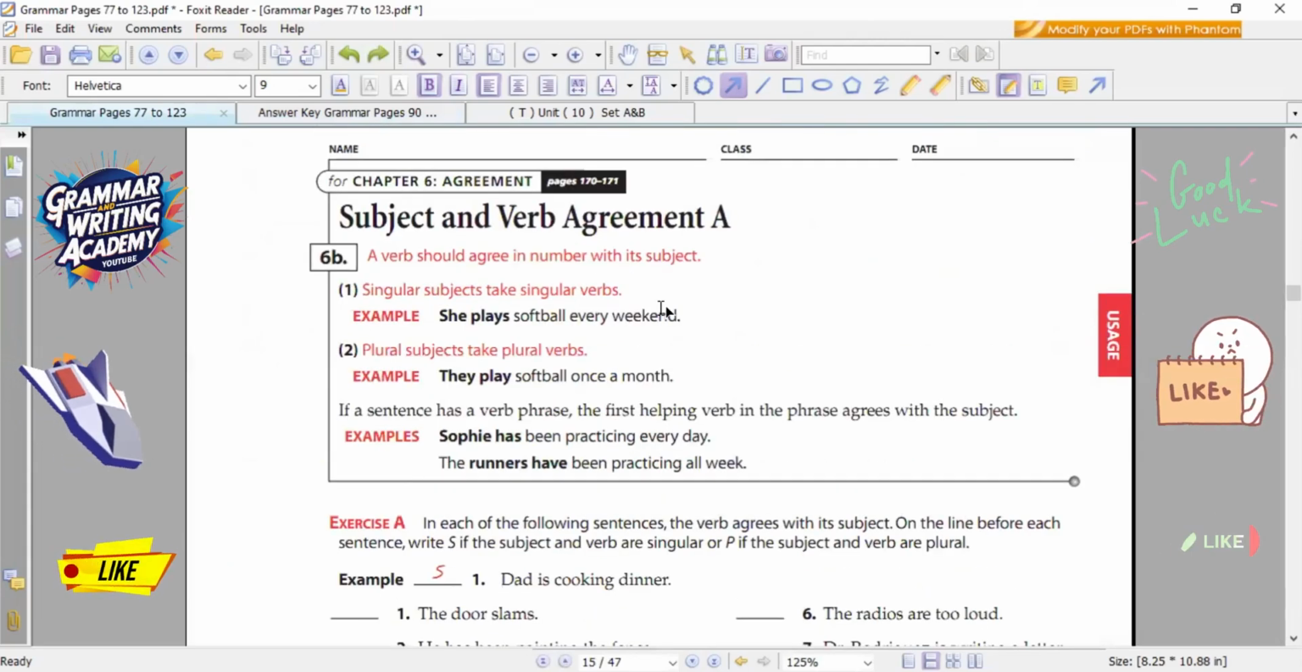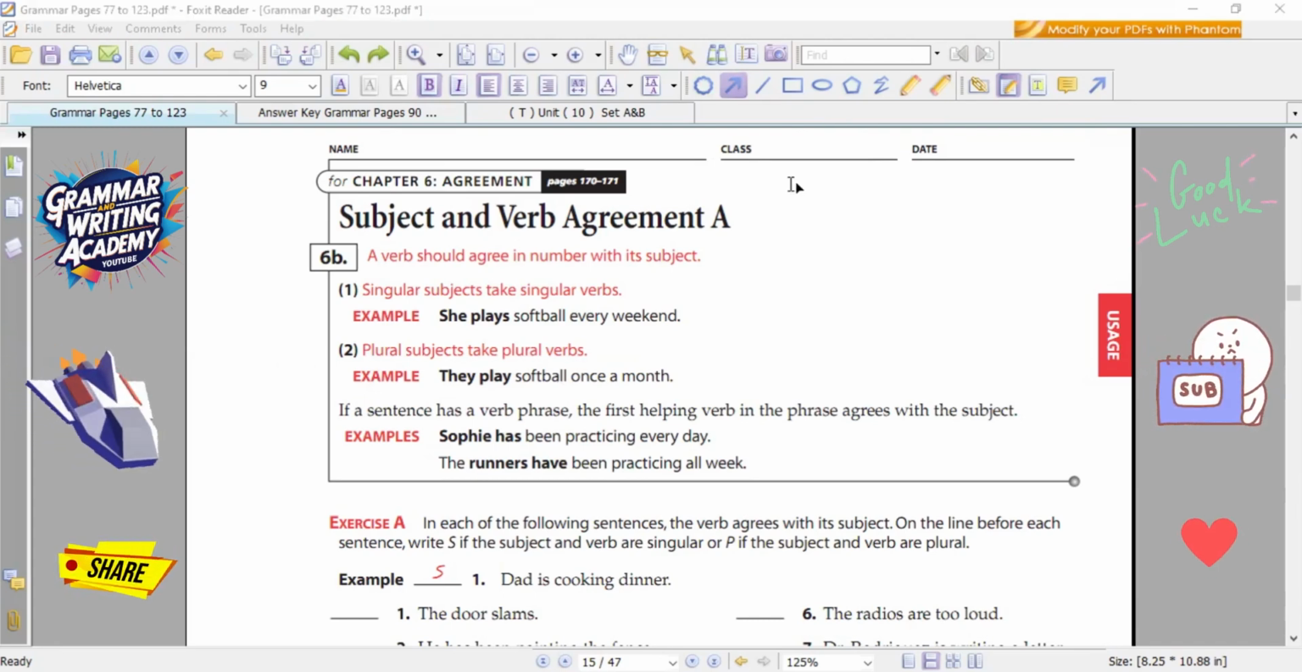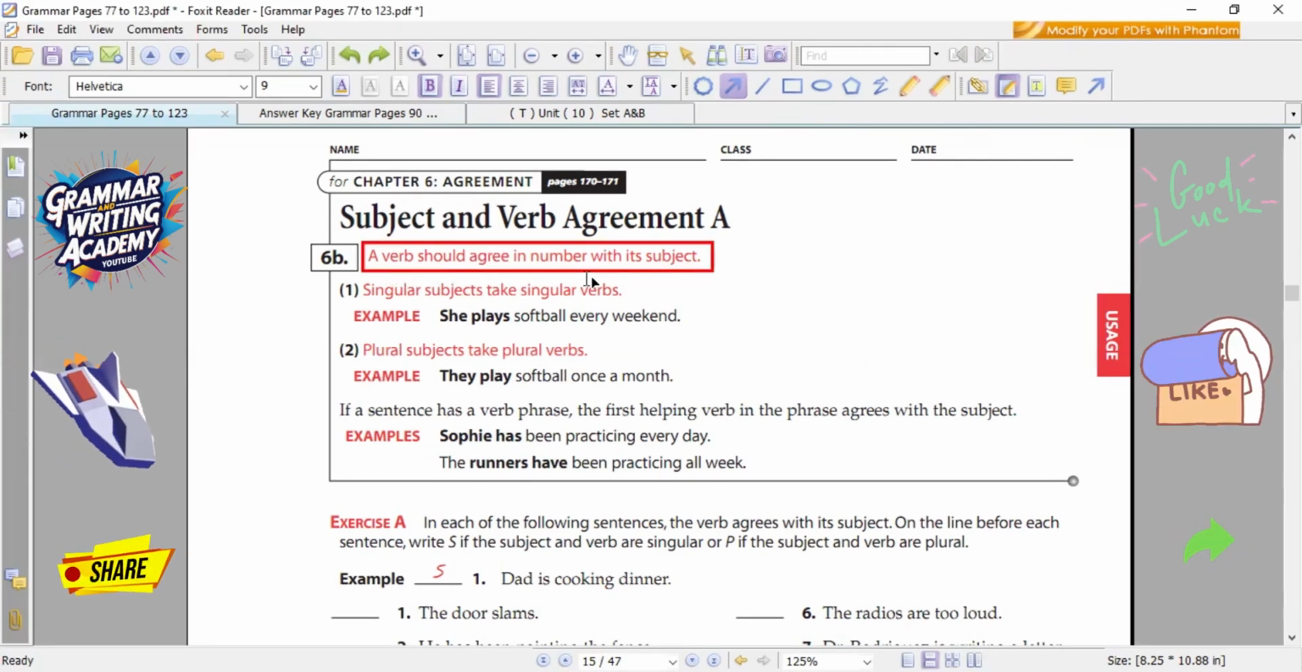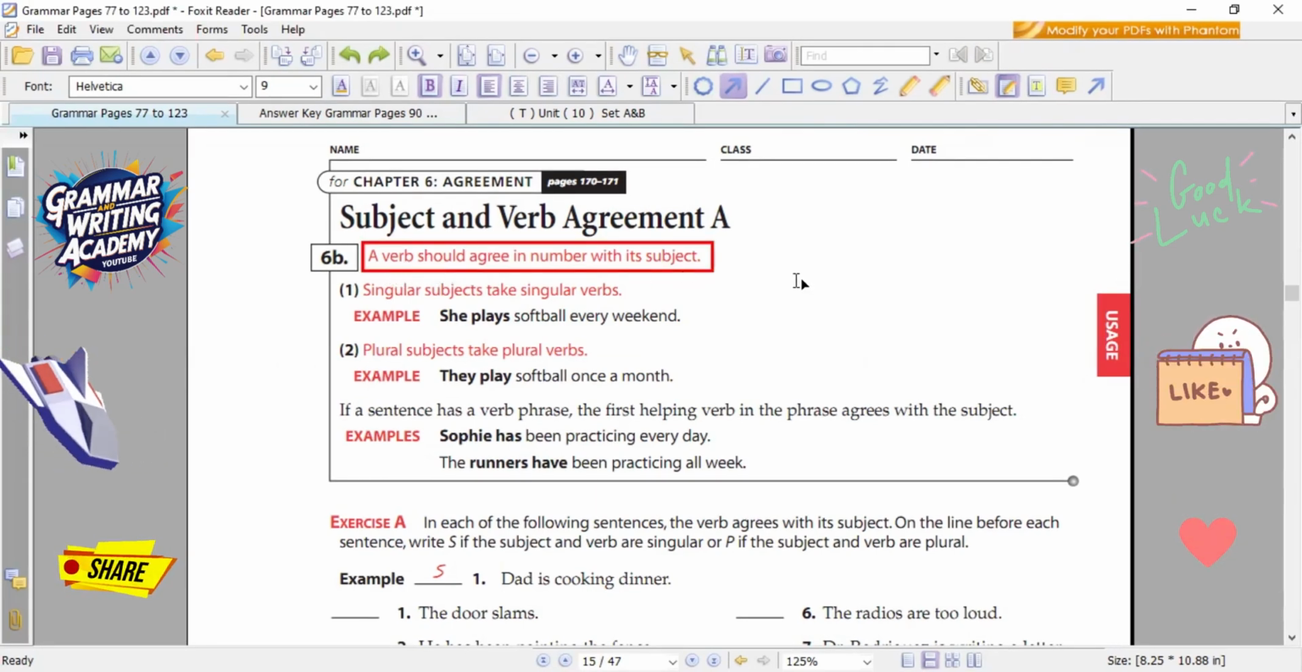I'm going to move right now to page number 91, Subject and Verb Agreement. According to the list, I have Yahya, then Yusuf. A verb should agree in number with its subject. Good. Keep reading.